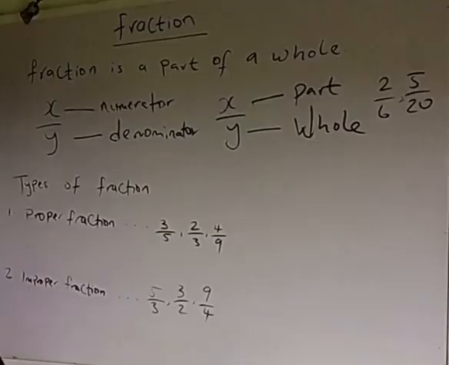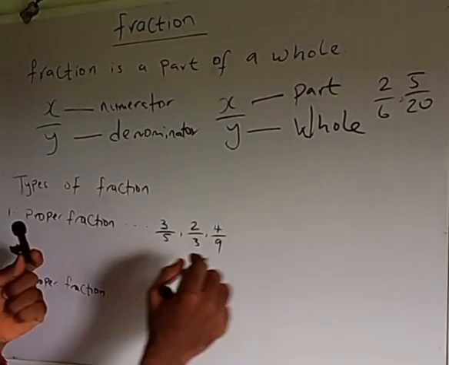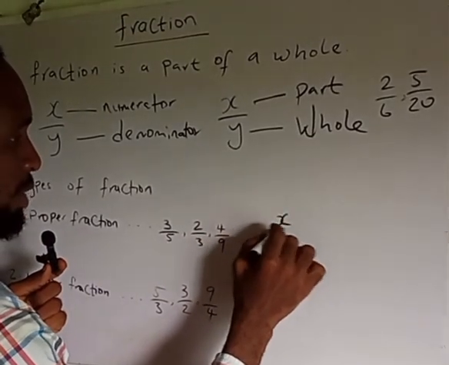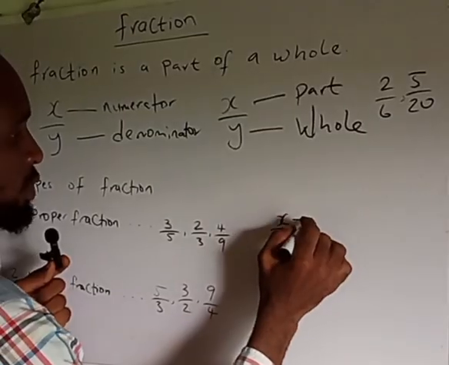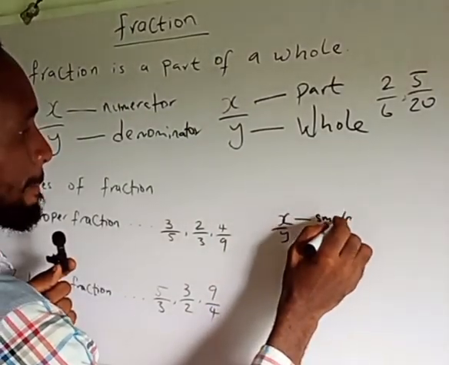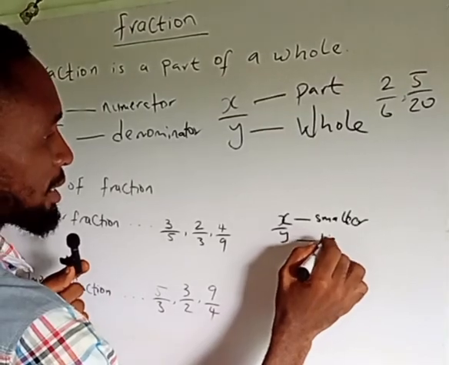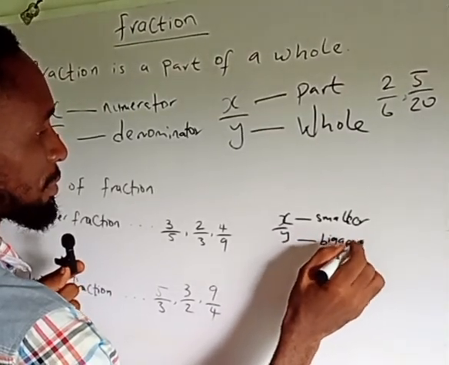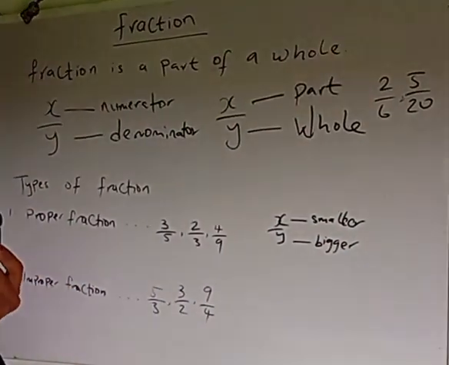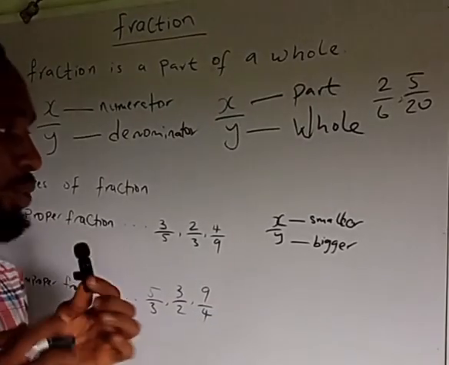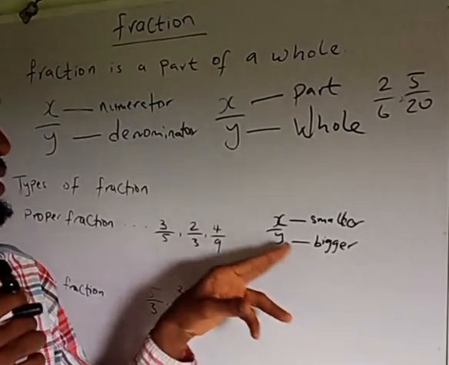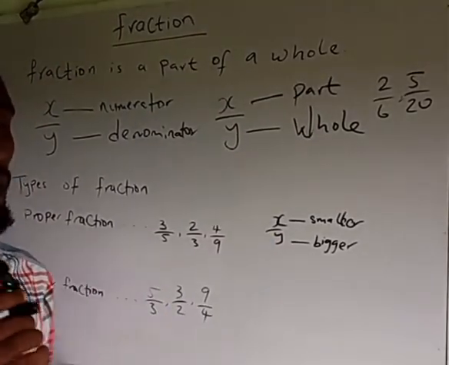So the number one type of fraction we have is what we call the proper fraction. The proper fraction is the one where we have the numerator, let's say x over y, and the numerator is actually smaller and the denominator is what? Bigger. Any fraction that you have where the numerator is smaller and the denominator is bigger is called a proper fraction.